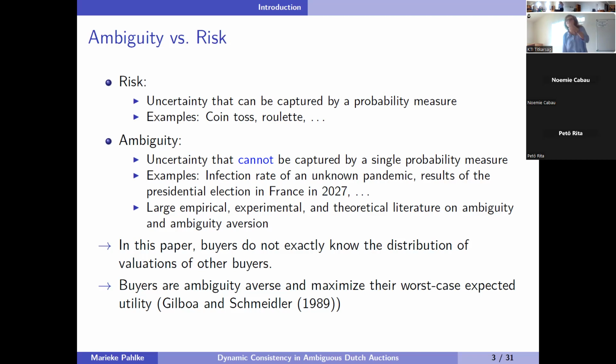Okay. Is ambiguity the same thing that is also known as fundamental uncertainty or Knightian uncertainty? Yes. Those are just different names.